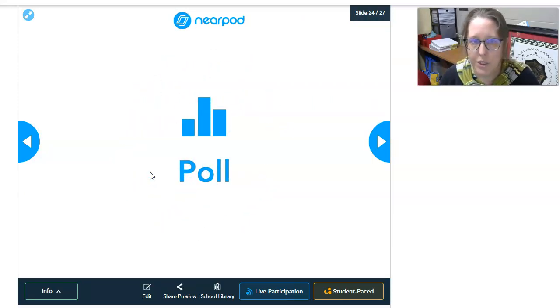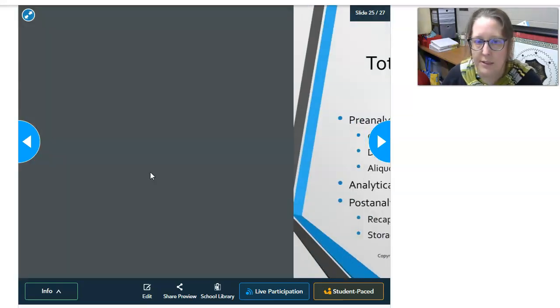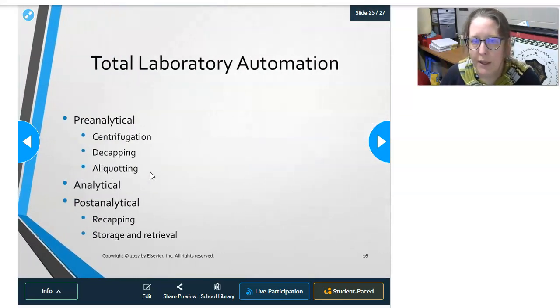Next little poll question: which of these is or are part of the data management phase of automation? Select me an answer. And then we're going to talk a little bit about total laboratory automation.